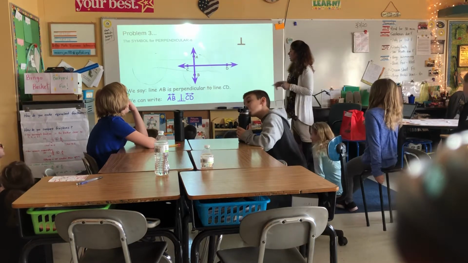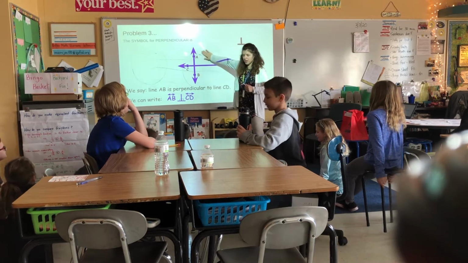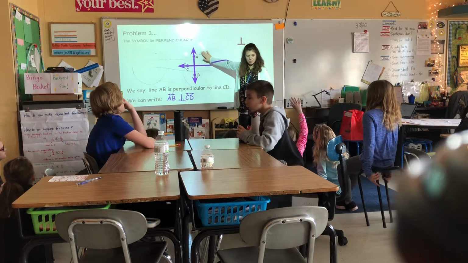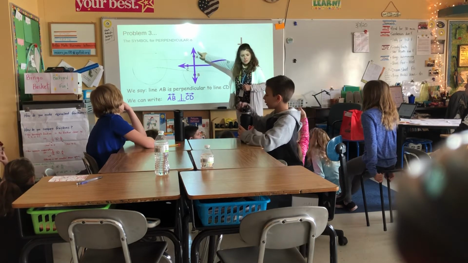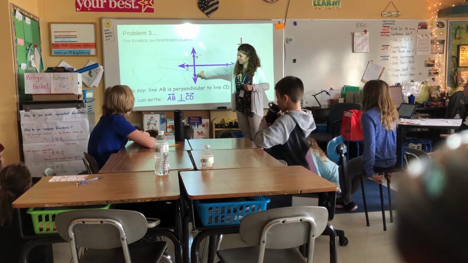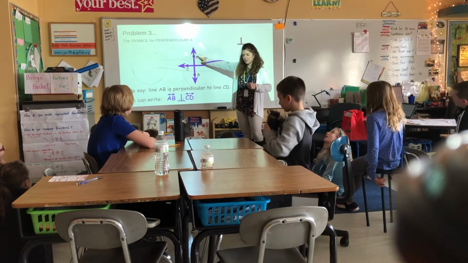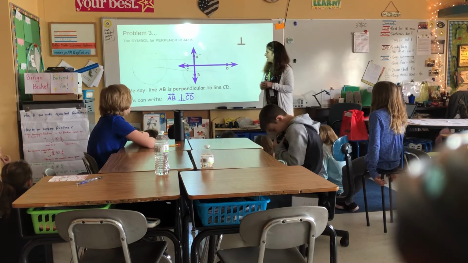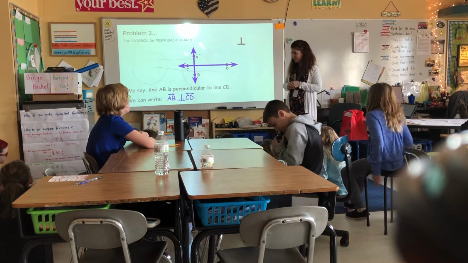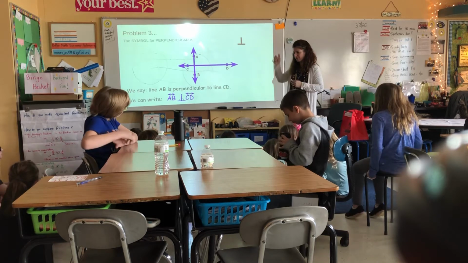So we say that line AB, and we know that's a line because what happens at the end? It stops. Ends. The arrows mean what? Goes on forever. It's a line. And this is CD. We can say that line AB is perpendicular to line CD. Thumbs up if you see that.